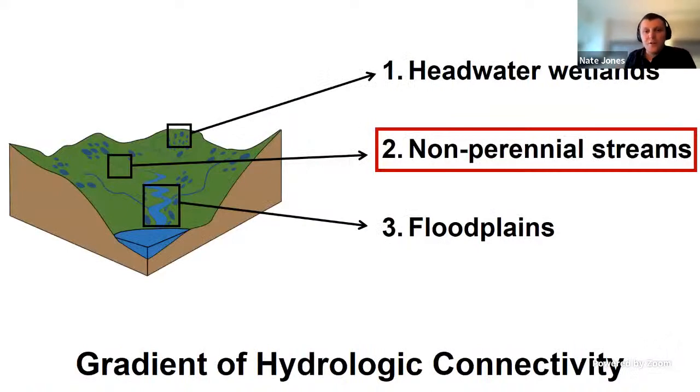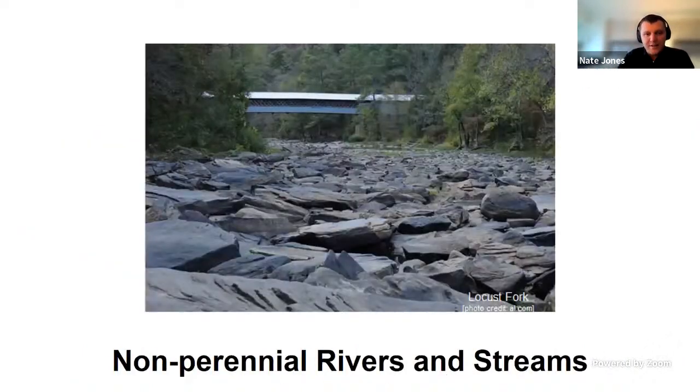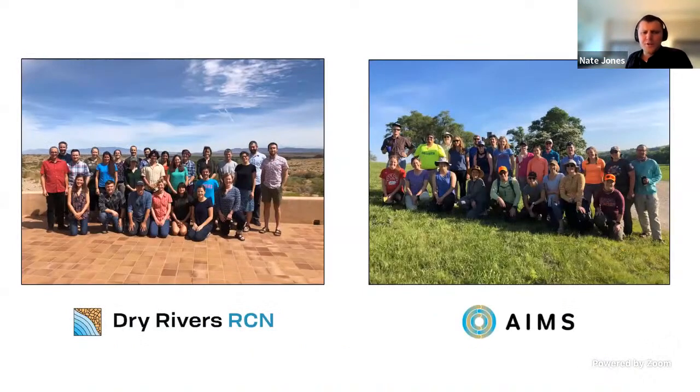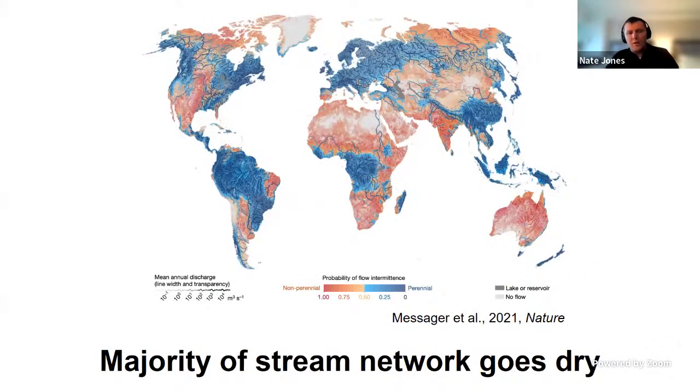Okay, so moving on to non-perennial streams or streams that go dry. This work has largely been done with the Dry Rivers RCN network, and then more recently, the Ames team, which we wrote the Ames grant while we were at a Dry Rivers meeting, or at least we started writing it there. So both of these are very large interdisciplinary teams, and this work is absolutely because of their efforts. And something that was shocking to me, and something I didn't realize, is that the majority of our stream miles go dry.